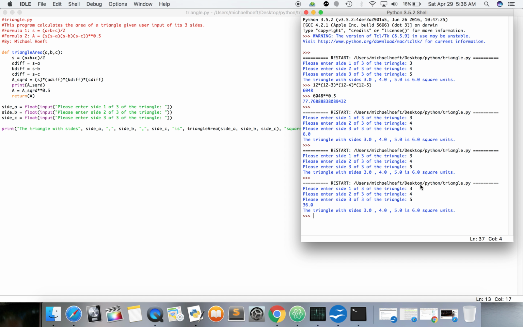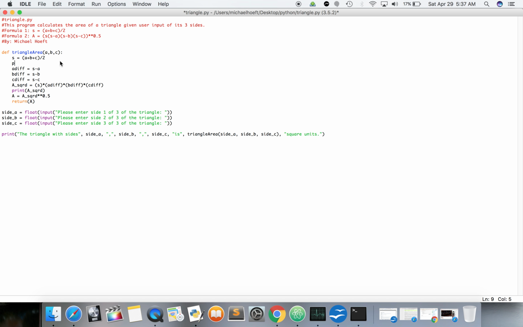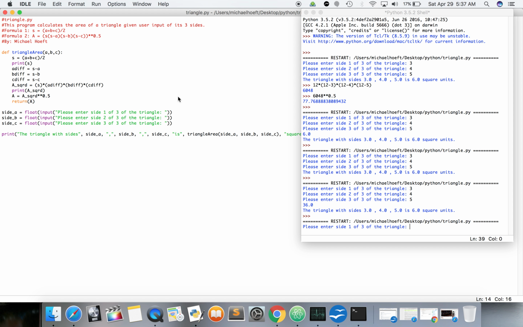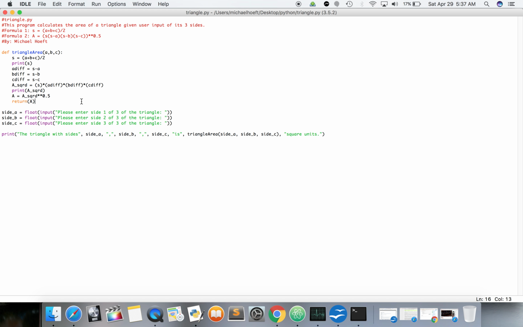It was 36. Oh, so the square root of 36 is 6. So let's see. Let's just print S. We can print one other stuff. A diff. Do it right. Yeah, I'm doing it right. There's a mistake. Cannot convert string to float. There it is.